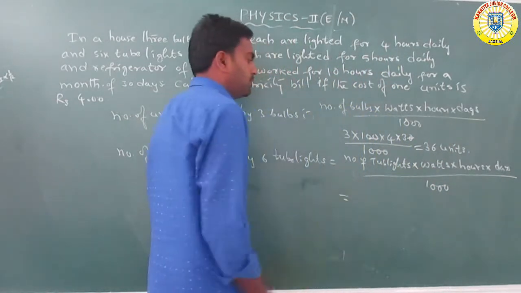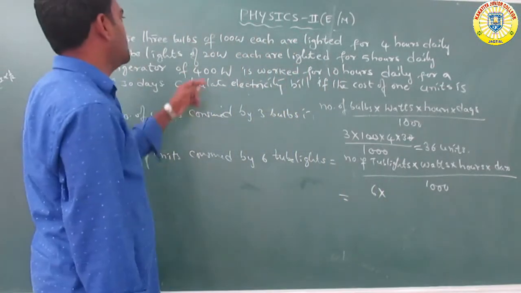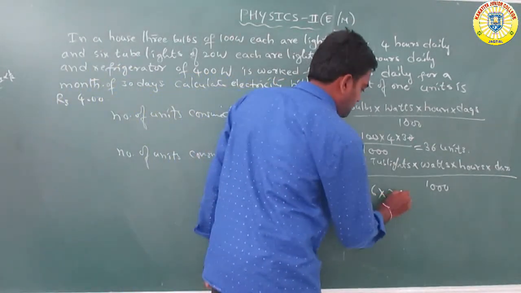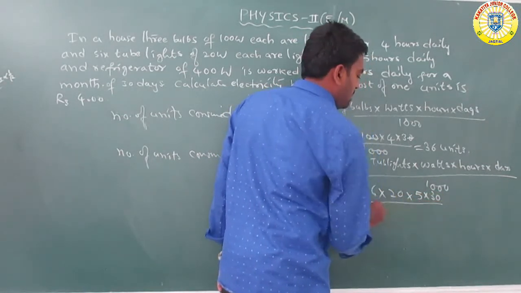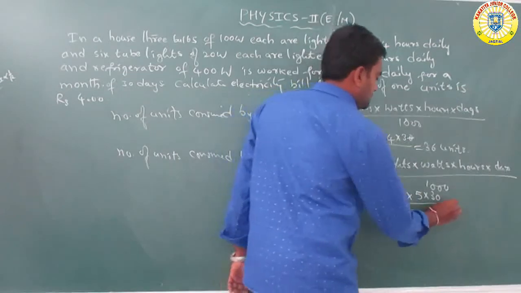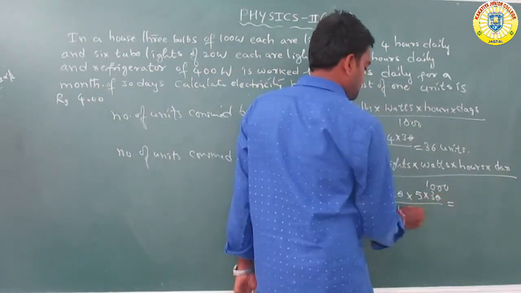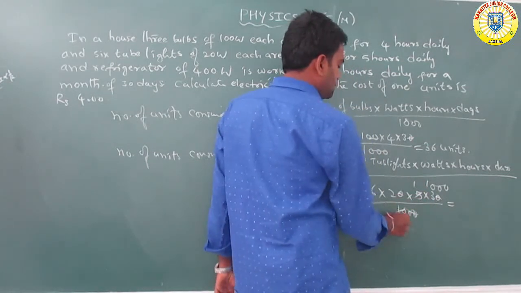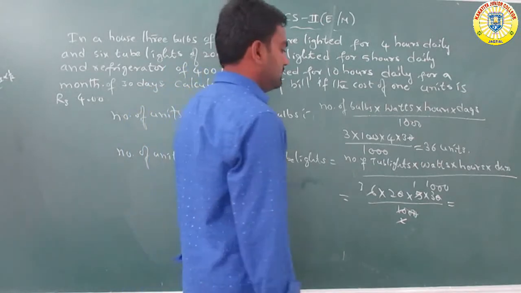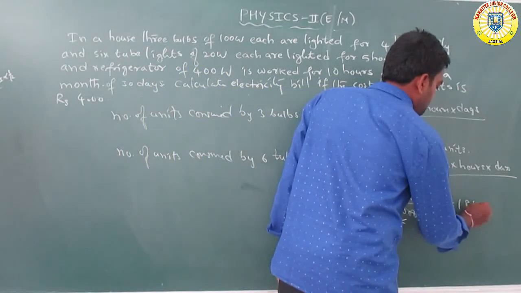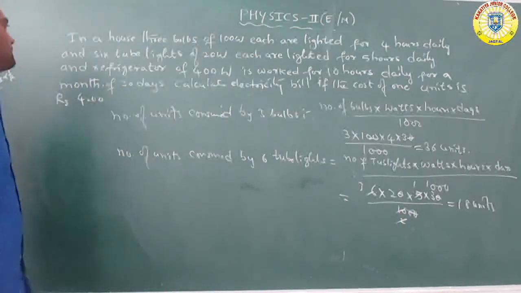So the number of tube lights is 6, into 20 watts, into 5 hours daily, into 30 days, divided by 1000. So 6 twos are 12, that means 3 twos are 6, the zeros cancel. So 5 twos are 10, so 2 threes are 6. So 3 sixes are 18. So 18 units.